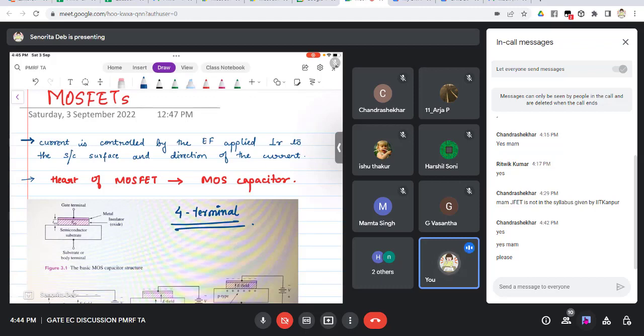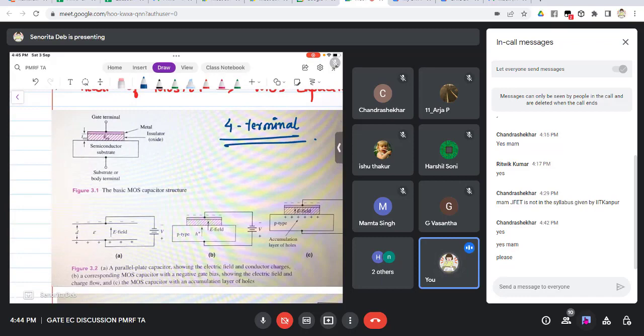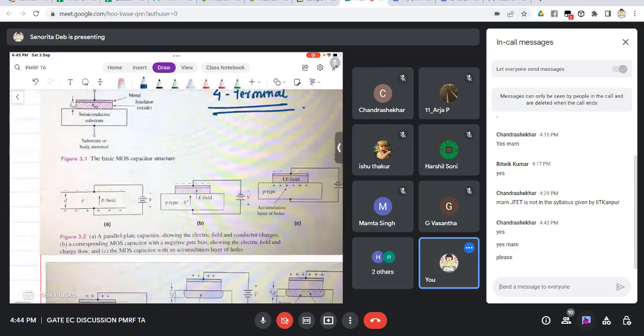Now the heart of MOSFET is a capacitor. We will first see the MOS capacitor's working, and then we will see how that is used to make a transistor. If you take a normal parallel plate capacitor, as you can see in figure A, and put the voltage like it is shown, negative and positive terminals, the charges will distribute in this way. There will be minus charges here, the positive charges will come here, and the electric field will be in this direction.